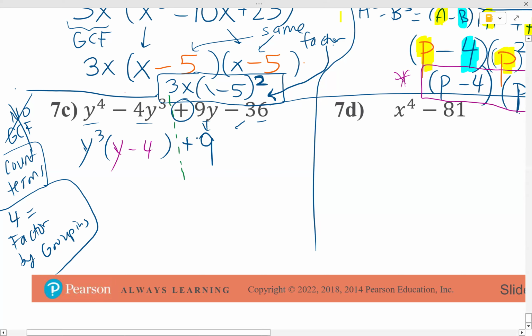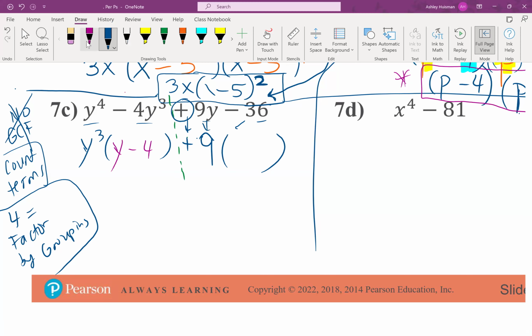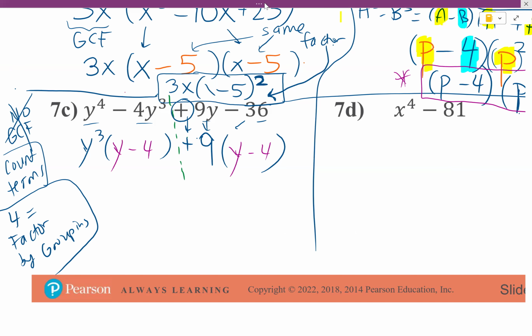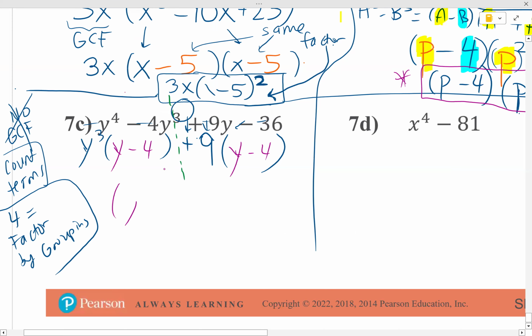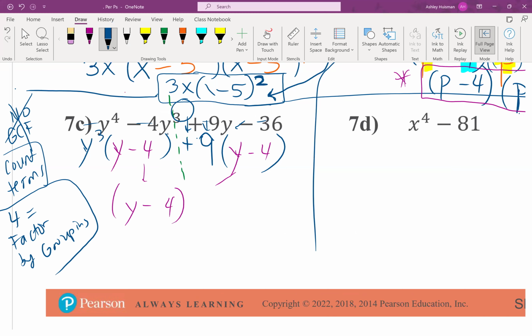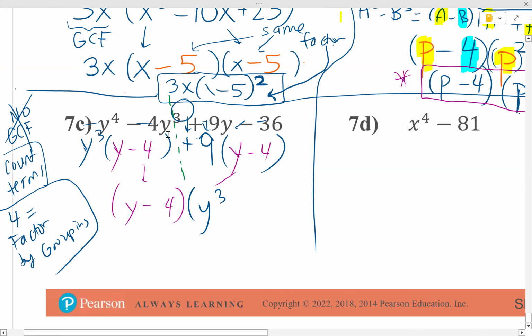I have to keep that sign, of course. 9 times what would give me 9y minus 36? I think I need y minus 4 there. Now if I take that y minus 4, and they're the same, that's a good sign. Y minus 4 is the same here and here. I'll take that out, and then whatever's left over, the dark blue stuff, y to the third plus 9. There we go. That's it.